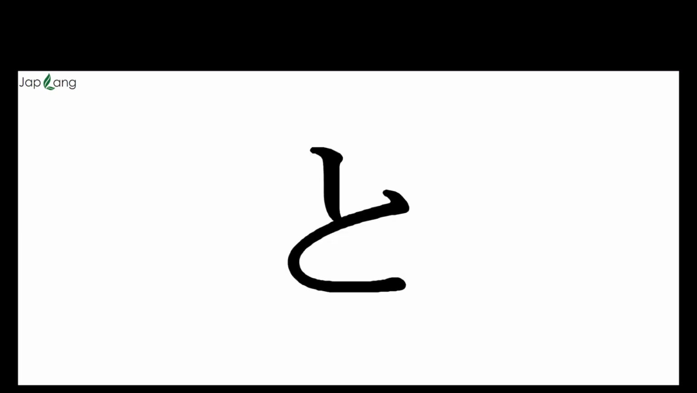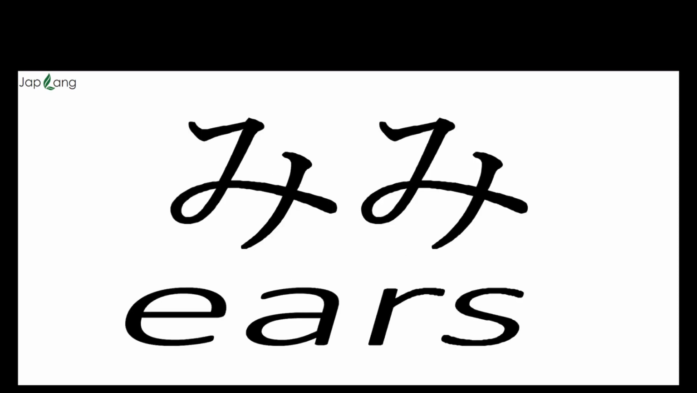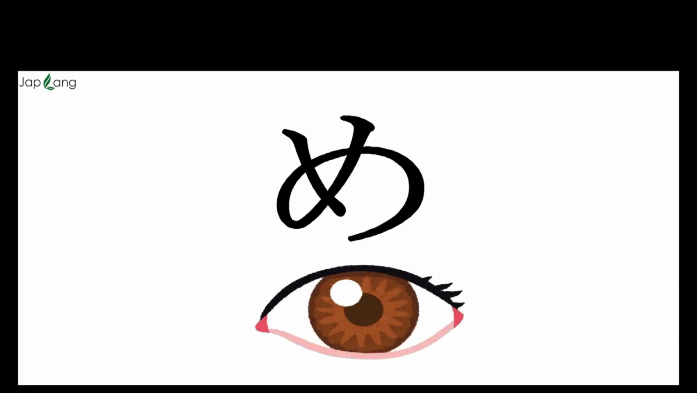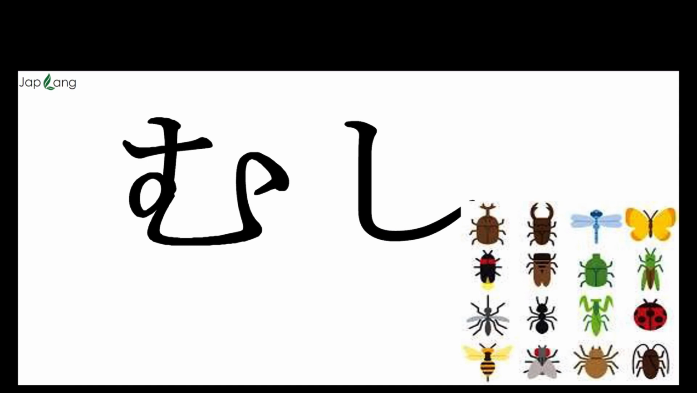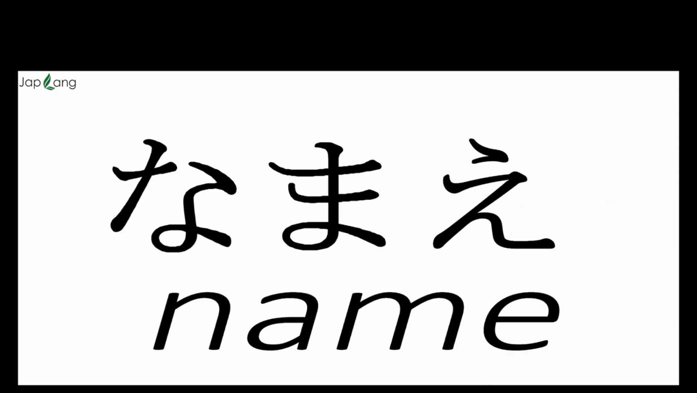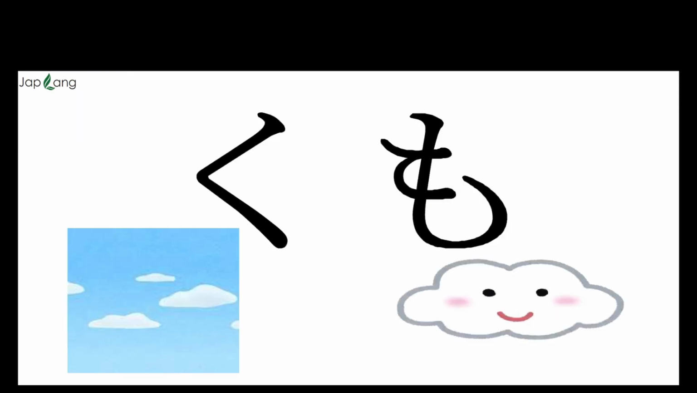Te. To. Me. Hi. This is Mimi, ears. Mo, peach. Me, eyes. Mushi, insects. Ima is now. Mae is name. Kaimono, which we all like. Kaimono is shopping. Kumo is cloud.